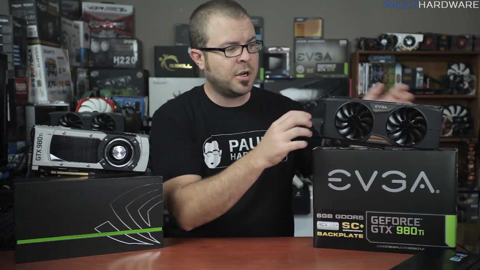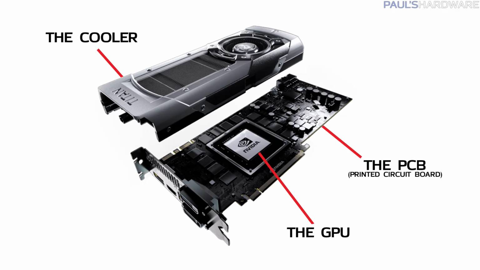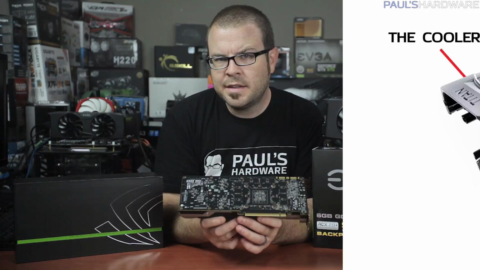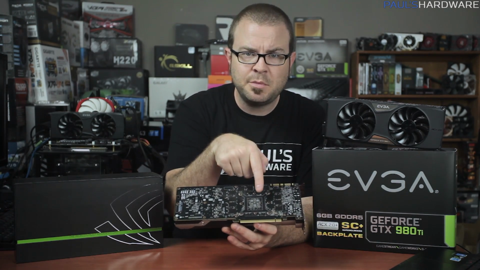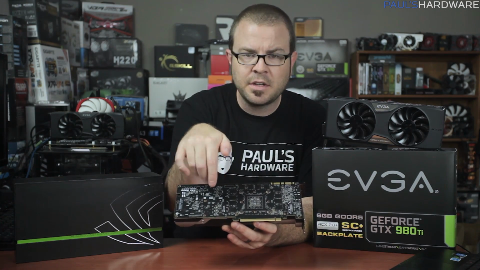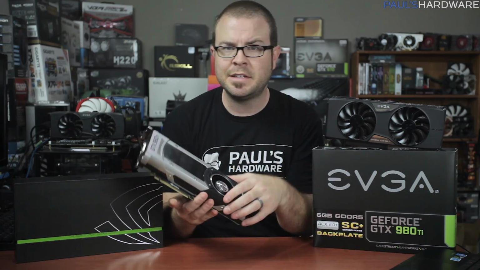So custom cards come in a few varieties. The AIB partner can choose to use NVIDIA's design for the PCB, the printed circuit board that the GPU is soldered to. Think of it like the PCB is to the GPU as a motherboard is to a CPU. In this case, the layout of all the components on the PCB will be the same. The GPU location, the power delivery, the traces, but the cooler that sits on top can be radically different.